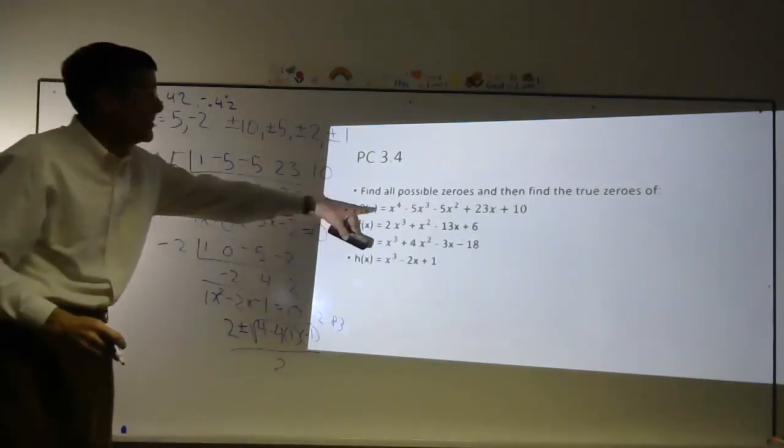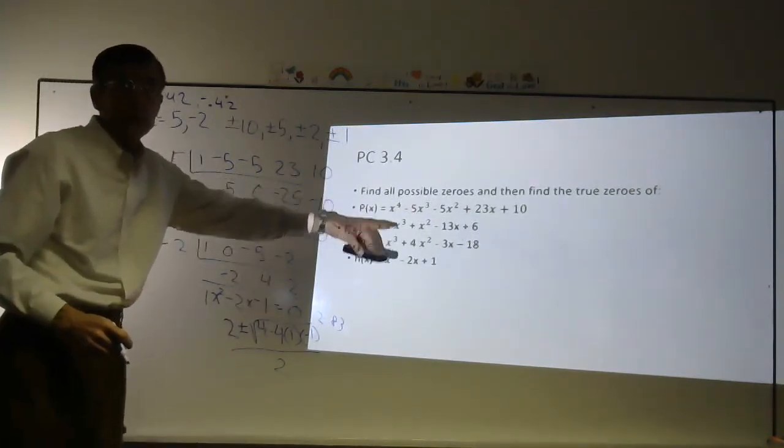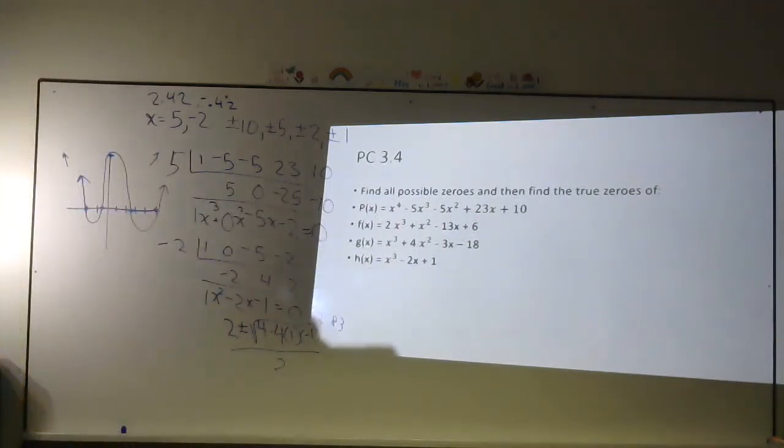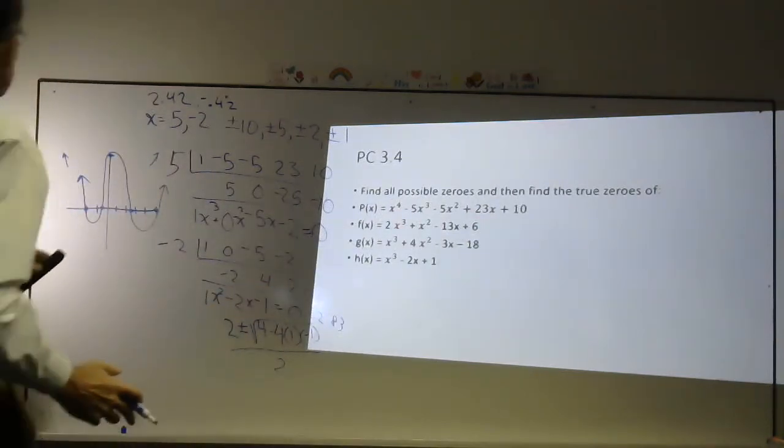That is an amazingly difficult problem to try to do. But with synthetic division, it is not difficult at all.